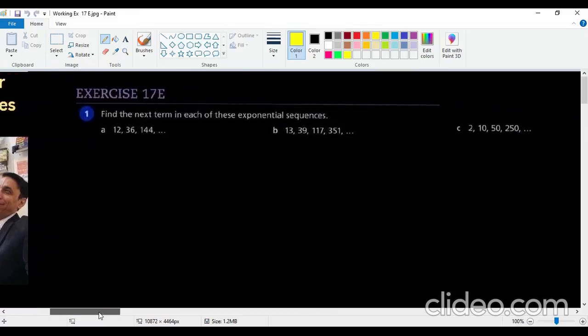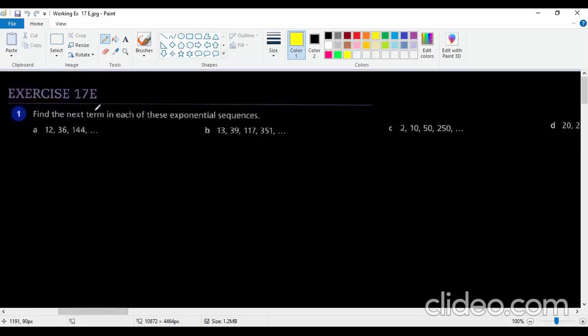In the first question, it says 12, 36, and 144, and you need to find the next term in each of these three exponential sequences. Exponential is a different kind of sequence in which we need to see the relation between them. As you can see, 12 times 3 is giving us 36, and 36 times 4 is giving us 144. So definitely next is going to be 5. So 144 times 5 is going to give us 432.